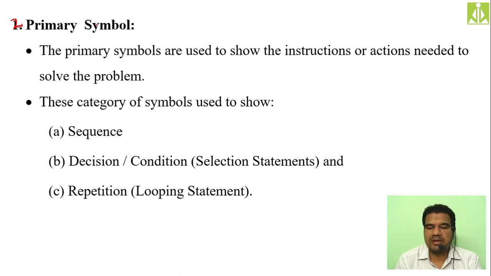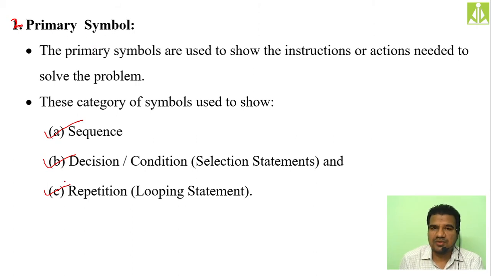So what primary symbols do we have? Inside these primary symbols again we have the subcategorization. The first category inside primary symbols is the sequence symbol. Then we have the decision or condition symbols. Then we have the iterative, repetition, or looping symbols. First one, sequence, decision or condition statement, then iterative, repetition, or looping statements. So three different types of symbols we have inside this primary symbol category.